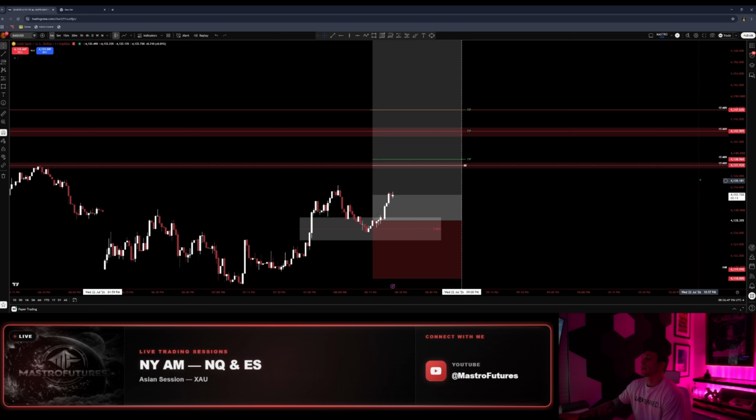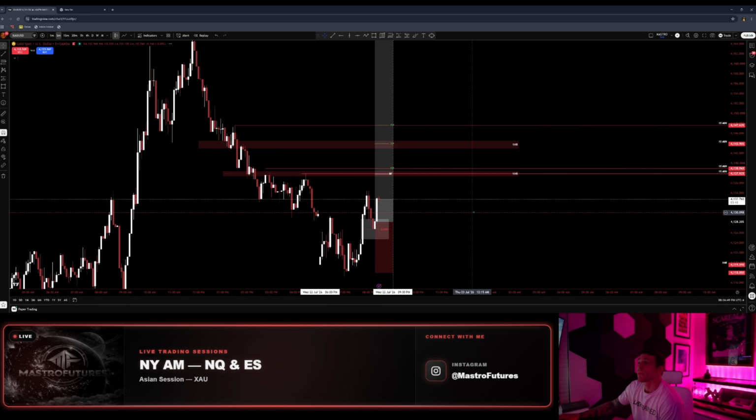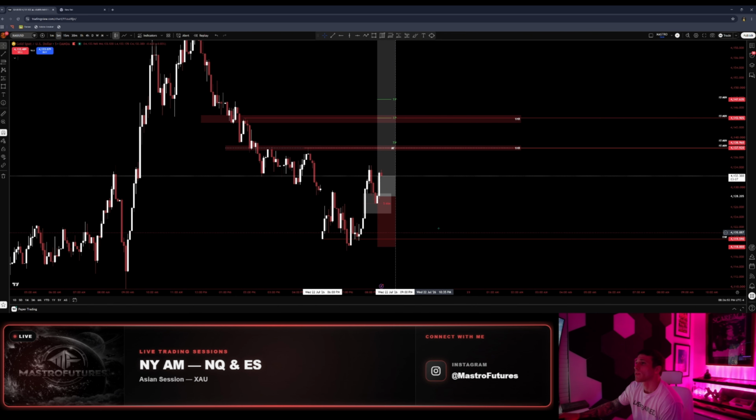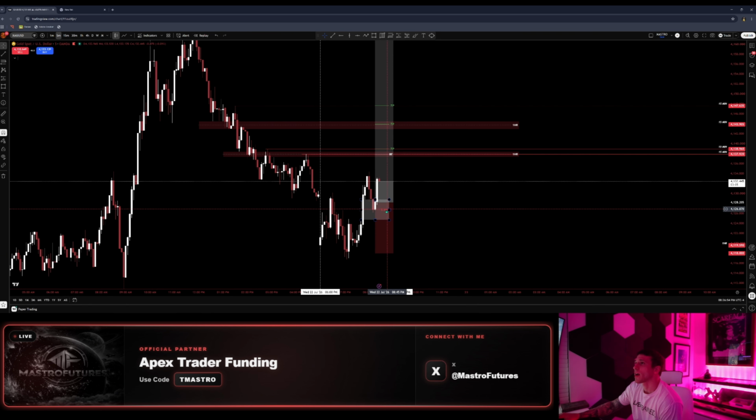I really want to see if we can get a continuation to the upside because again, gold has been very bullish, and again, we broke structure in the 5 minute time frame. We swept out this hourly low. We came back into this 5 minute fair value gap, and we got a nice continuation out of it.